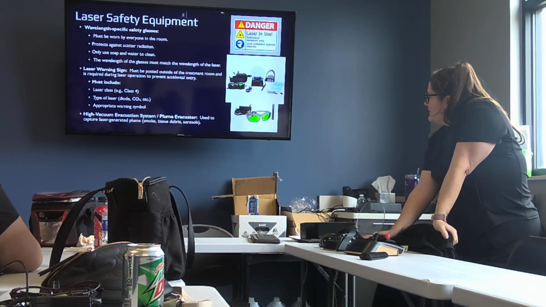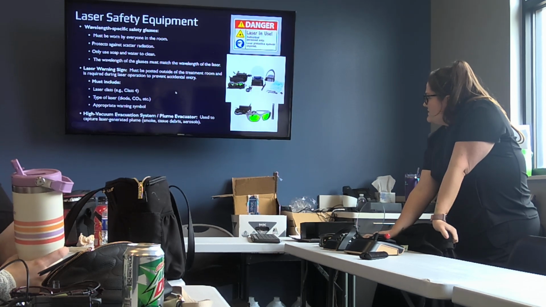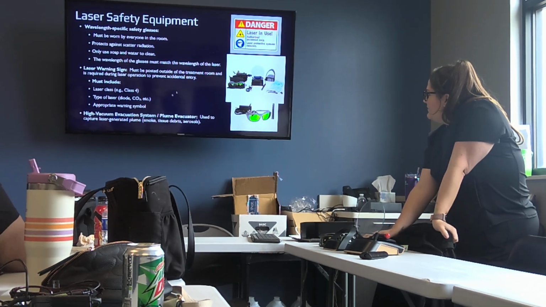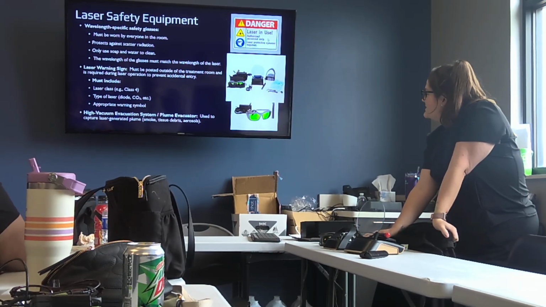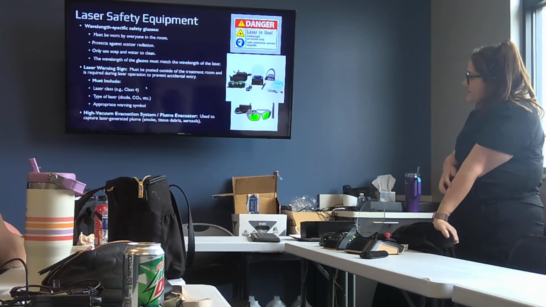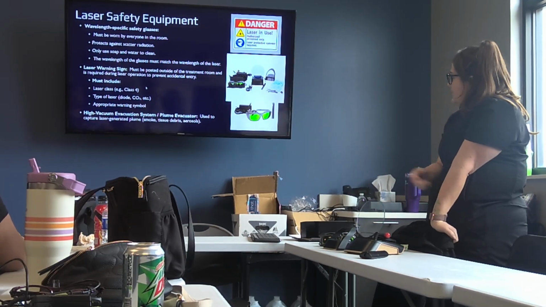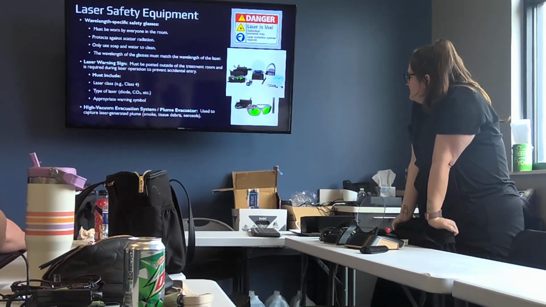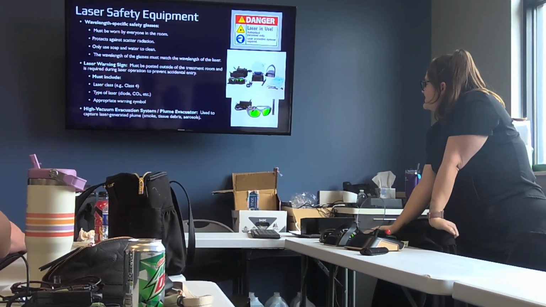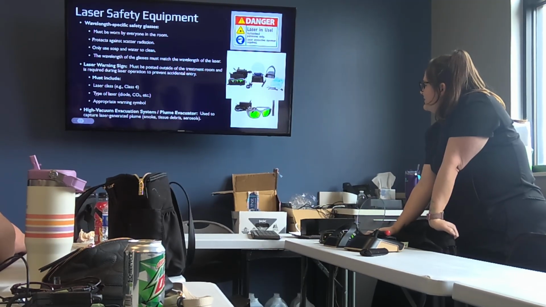And then again, the laser sign. I could not find the one that has the actual requirements on it, but the sign is supposed to have the classification of the laser, the type of laser, and then of course the warning sign, the appropriate laser sign. This is just the one that I could find.